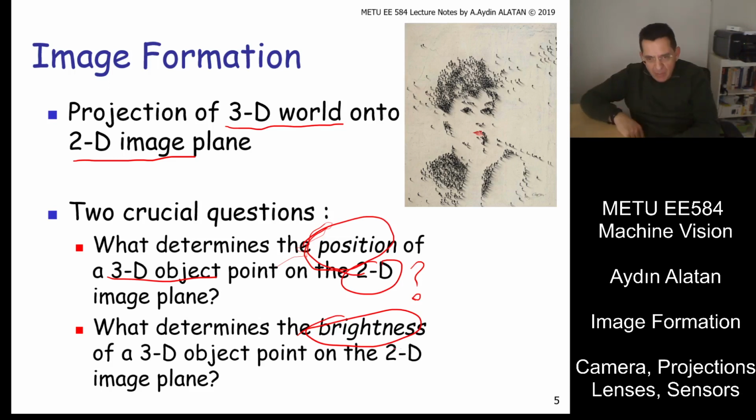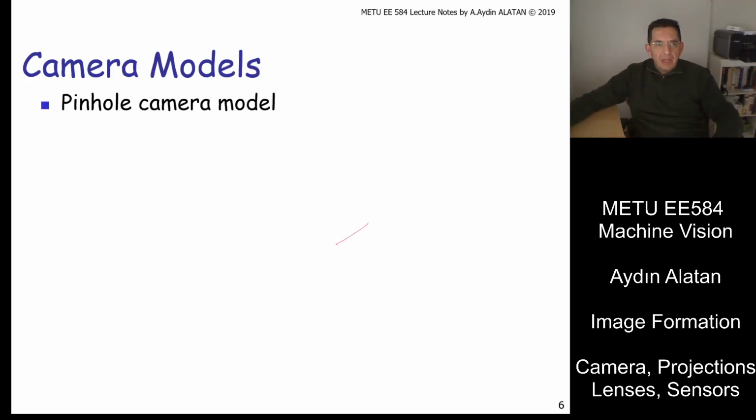Therefore, again, on the images, this time we are going forward. We are going forward, and there is a scene creating an image. How these things are formed. Knowing these things, I will know how to understand the scene better. Now, the pinhole camera model.